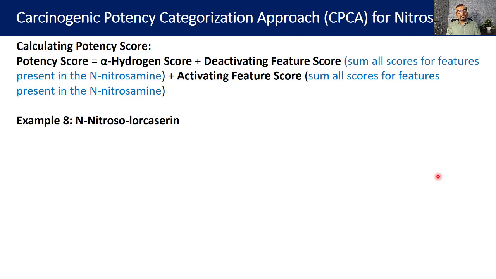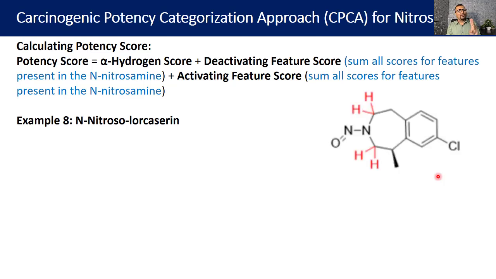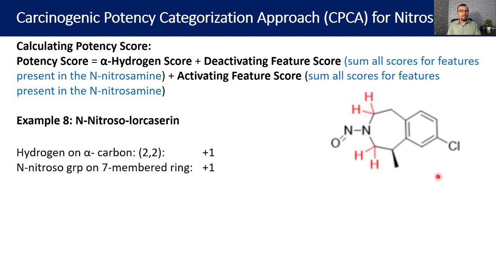N-nitroso lorcaserin. Okay, so this is the compound where we have two hydrogens present on each of the alpha carbons. So plus 1 is the alpha hydrogen score. It's present on the 7-membered ring. This nitrogen is present inside the 7-member ring. So plus 1 for that.